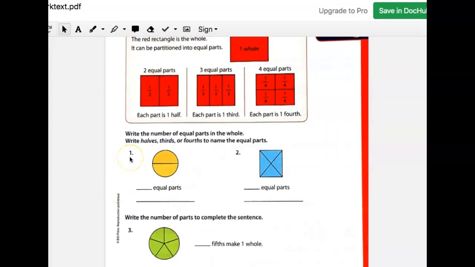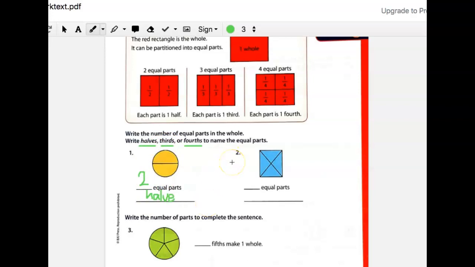Let's move on to number 1. Write the number of equal parts in the whole. Write halves, thirds, or fourths to name the equal parts. Number 1. How many equal parts do you see in this circle? There are 1, 2. 2 equal parts. If there are 2 equal parts in one whole, then do we name them halves, thirds, or fourths? We call them halves because they're split up into 2 halves. So you write down halves.